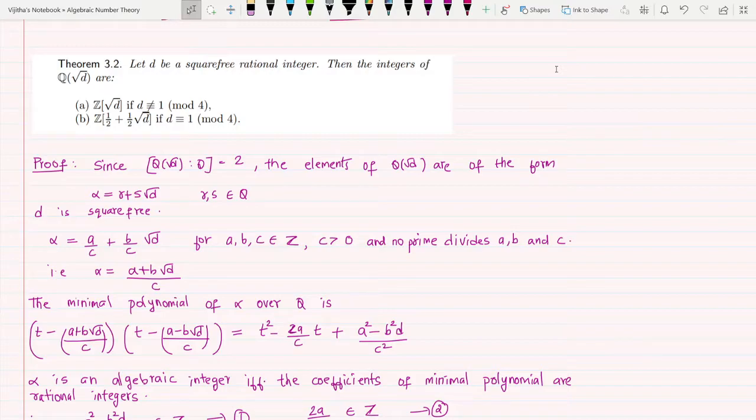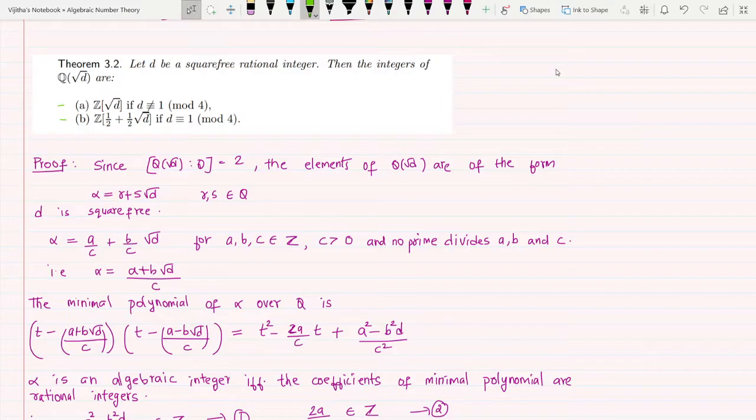So next we consider theorem 3.2. Here D is a square-free rational integer. Then the integers of Q of root D are Z of root D if D is not congruent to 1 mod 4, and Z of half plus half root D if D is congruent to 1 mod 4.